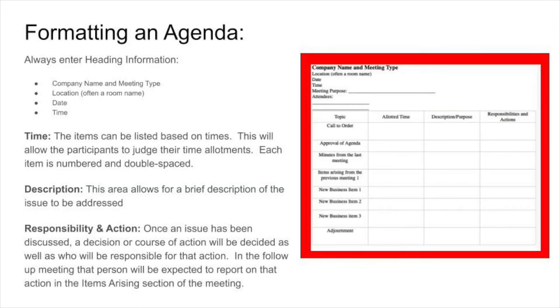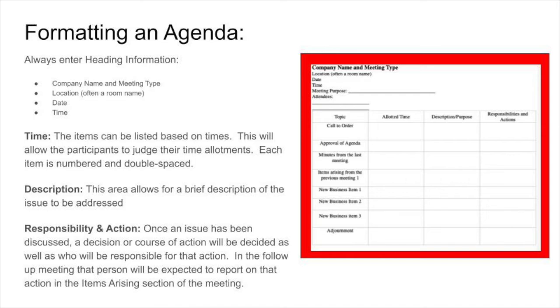So here are some suggestions for formatting an agenda. And this is a nice little way to do an agenda, what I have here. The reason I like this is because it saves some trouble. Because from the agenda, let's say, for example, in this red column here, I have the company name and a meeting type, location, date, time, meeting purpose, attendees. You should always record who was at the meeting.